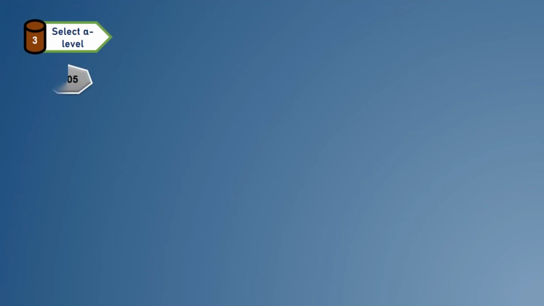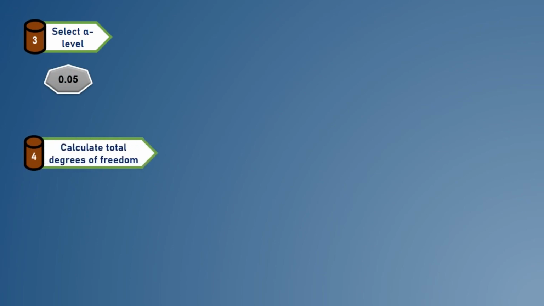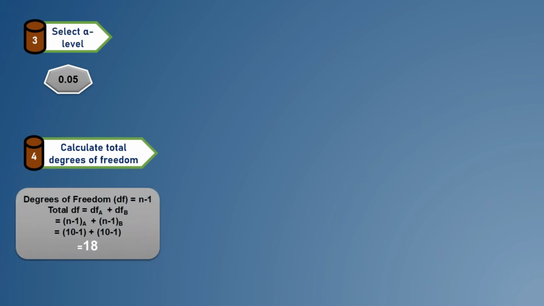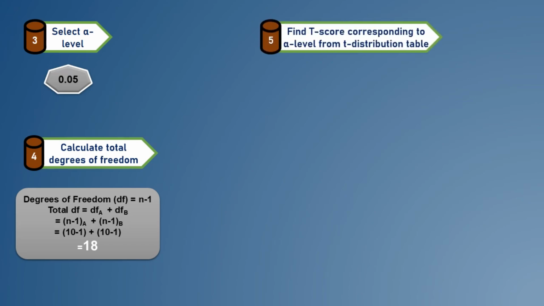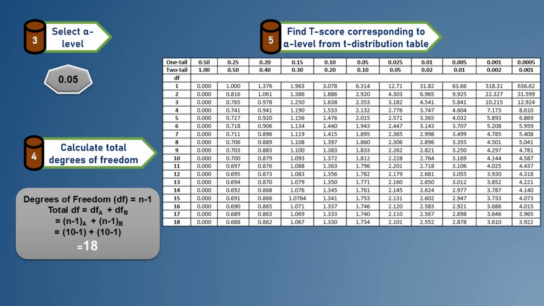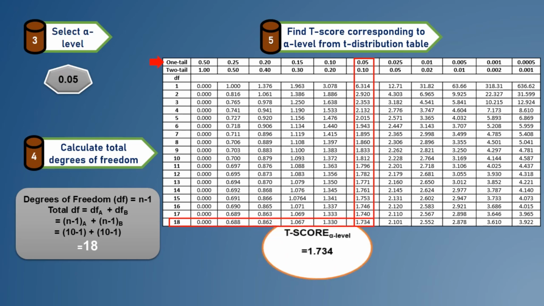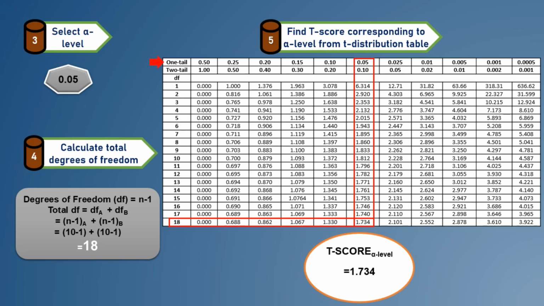Step 3, select an alpha level which I will choose to be 0.05. Step 4, calculate the total degrees of freedom, which will be the sum of degrees of freedom of each sample. Degrees of freedom is n minus 1, so total degrees of freedom will be 18. Step 5, find out the t-score that corresponds to the alpha level and degrees of freedom from the t-distribution table. Here we will use the one-tailed t-distribution table. For alpha level 0.05 and degrees of freedom 18, t-score is 1.734.